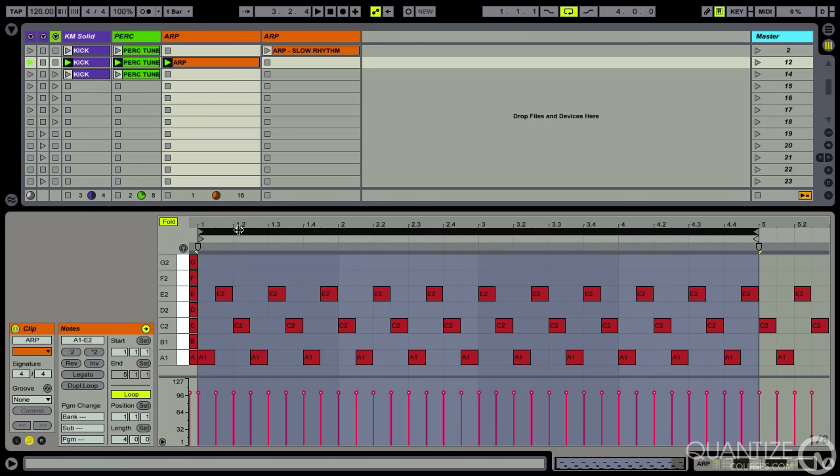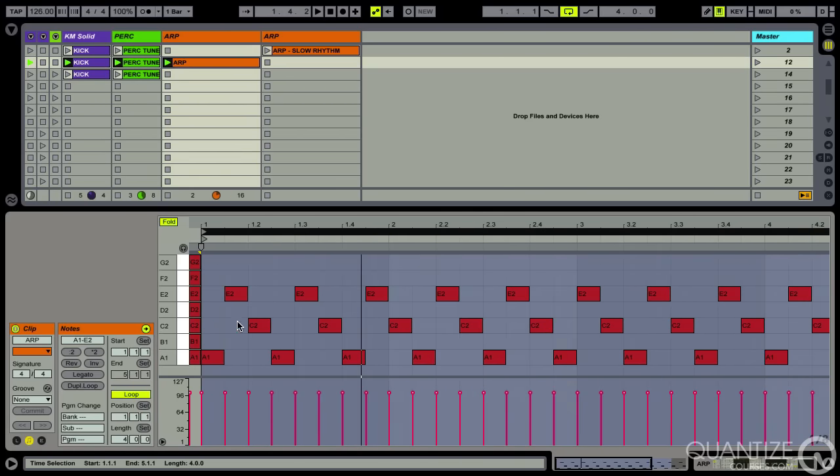So let's have a listen to this now. So you can hear how the two rhythms, although literally the structure of it is exactly the same, it feels like it's almost drifting out of time. It's a very, very interesting kind of phenomenon that you hear.